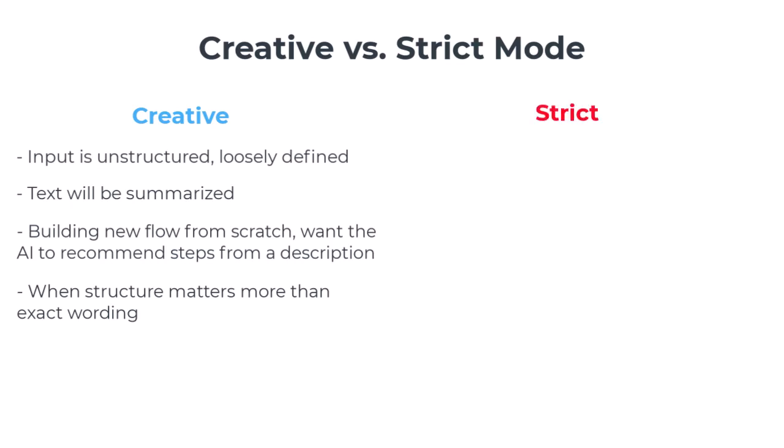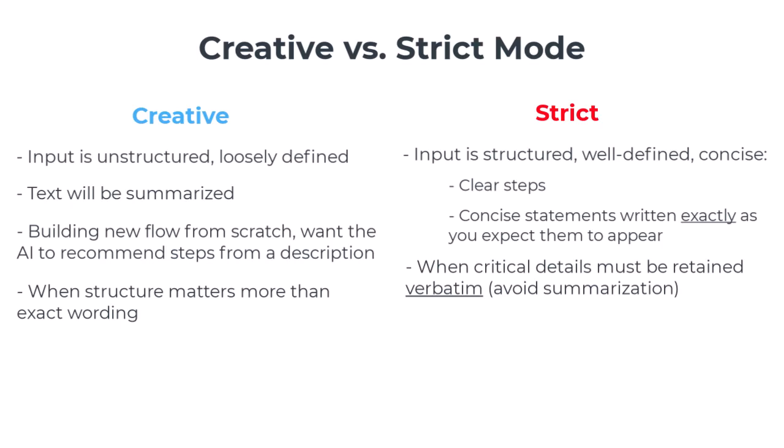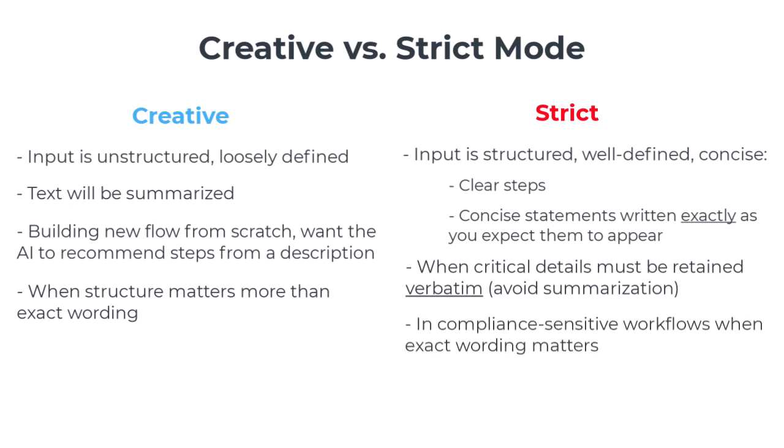However, you will want to try strict mode if the input is structured, well defined, and concise, including clear steps and concise statements written exactly as you expect them to appear in the flow. You will also want to use strict mode if the process contains critical details that must be retained verbatim in the flow to avoid summarization. And finally, strict mode works well in compliance sensitive workflows when it matters that the exact wording of the input must match the flow output.